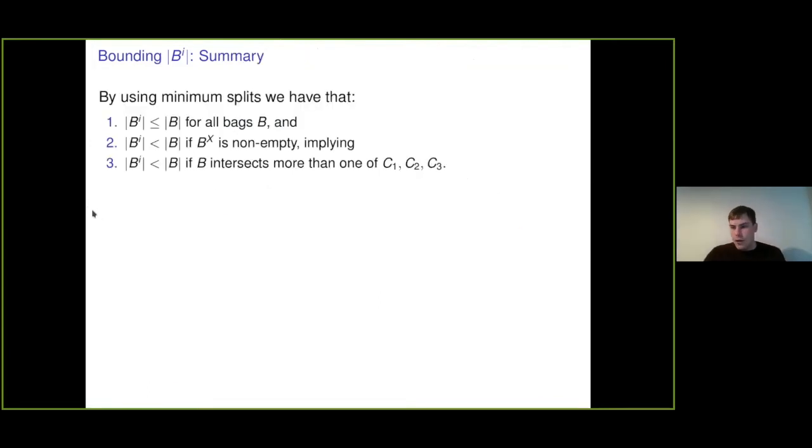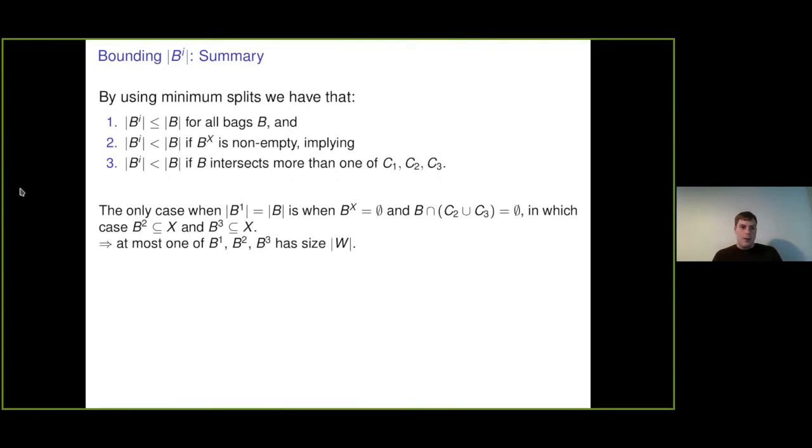Okay, and now to summarize this, if we use minimum splits, then the resulting bag Bi has size at most the size of the original bag B for all bags B, and if the set of fixing vertices Bx is non-empty, then it is strictly smaller than the original bag B, which implies also that it is strictly smaller if this original bag intersects more than one of the components C1, C2, C3.